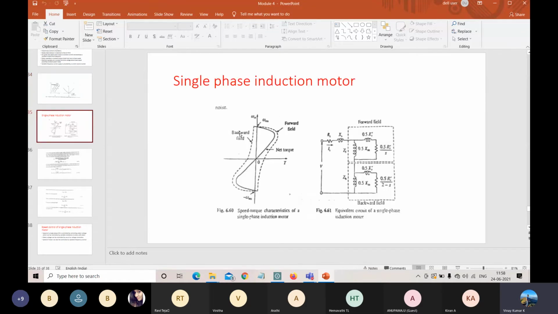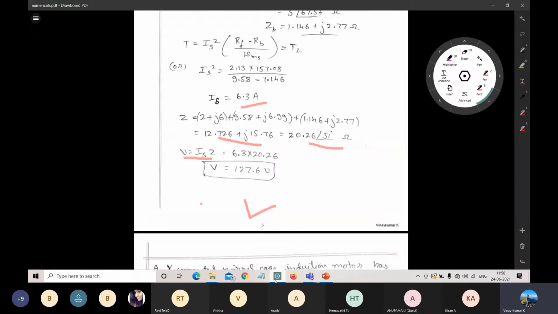Okay. So this is our V. So as V decreases, speed also decreases, right? So in the problem also, previously V was 220 volts, the speed is 1425 RPM. Now voltage is 127.6 and speed is 1200 RPM. So hence we proved that the conclusion is as voltage changes, the speed also changes.